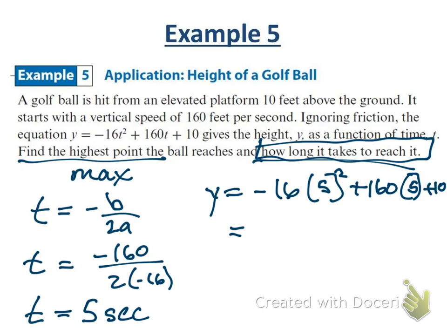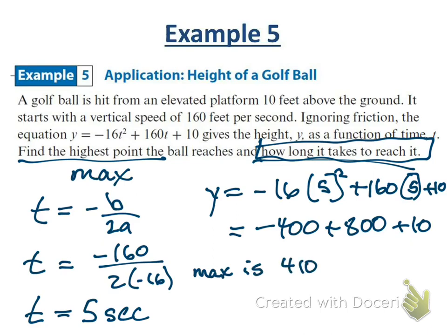And that will give us -16 times 25, it's -400. 160 times 5, 800. Plus 10, it's going to be 410, isn't it? So let's put our answer into a statement. The max is 410 feet at 5 seconds.